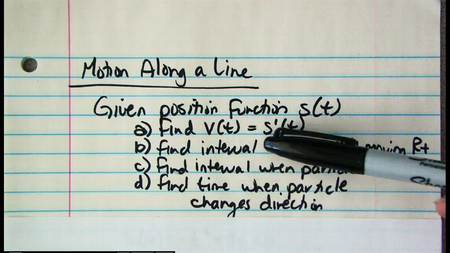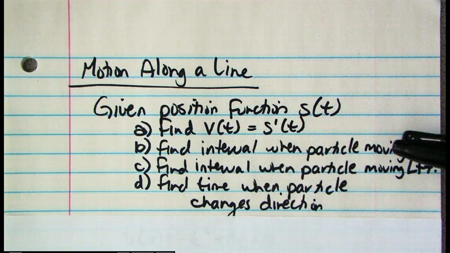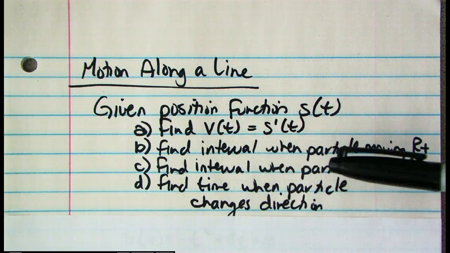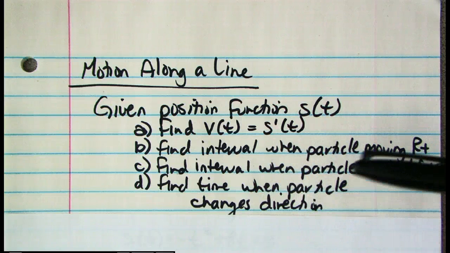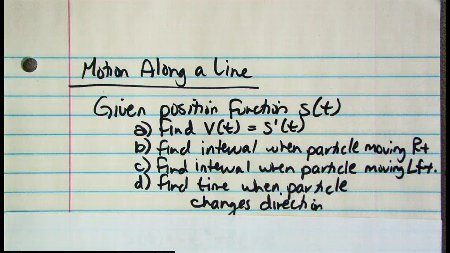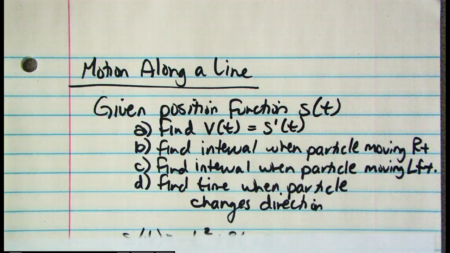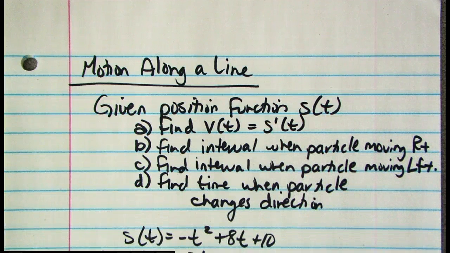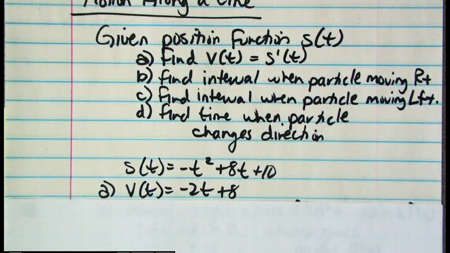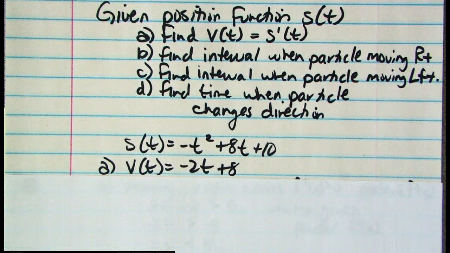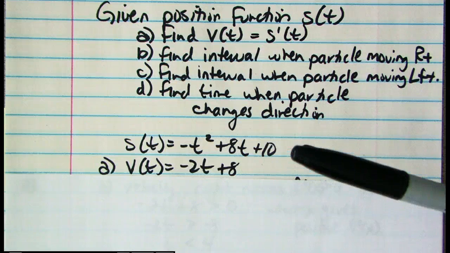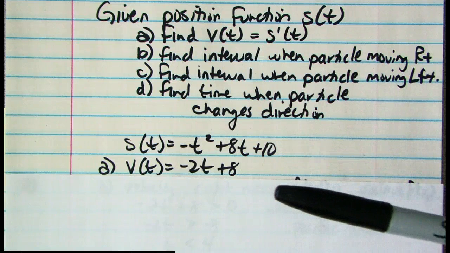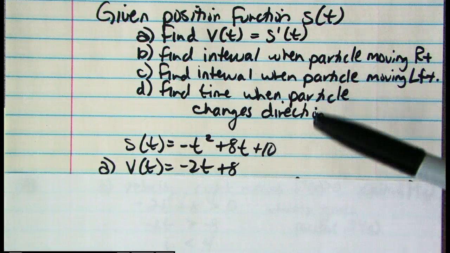B, it wants you to find the interval when the particle is moving right. C, find the interval when the particle is moving left. D, find the time when the particle changes direction. In other words, from right to left or left to right. So, I guess I can just begin. If my position function that they give me is -t squared plus 8t plus 10, when I take the first derivative, which is the velocity function, it is -2t plus 8. Okay, I've done part A.